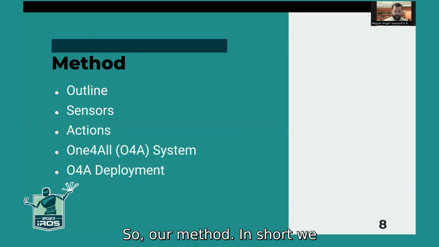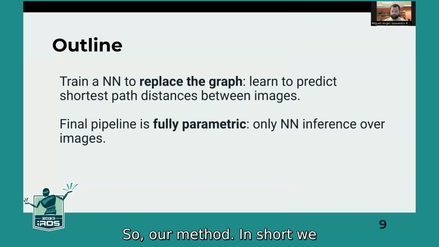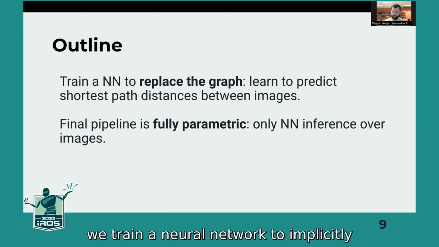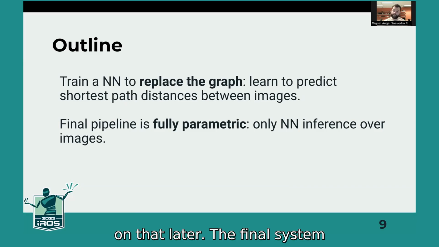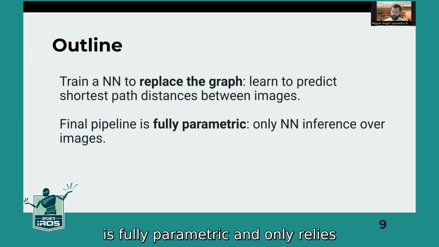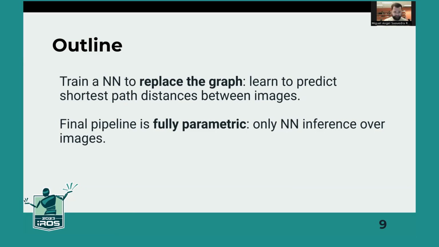So our method, in short, we basically want to get rid of the graph. In order to do so, we train a neural network to implicitly encode the geometry of the graph. More on that later. The final system is fully parametric and only relies on neural network inference.